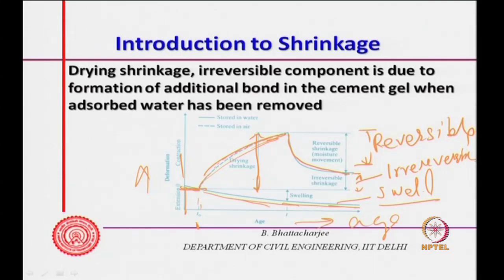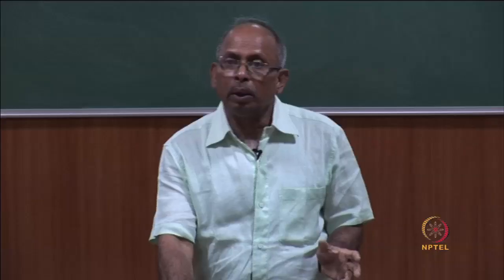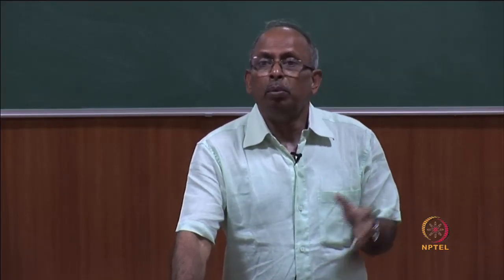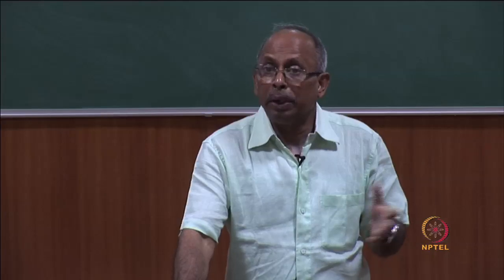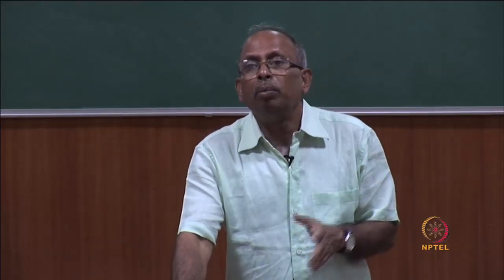So, once drying has started, we find that shrinkage increases in this manner, but there is some amount of irreversible shrinkage. Not everything comes back, because reversible shrinkage is where moisture comes in and re-establishes some of this. The irreversible component is due to formation of additional bonds in the cement gel when adsorbed water has been removed. So, when you have removed the adsorbed water, new bonds have been formed, like we said even with creep. Where water has gone, the Van der Waals type of bonds have gone, but some relocation would have occurred and new bonds would have formed.